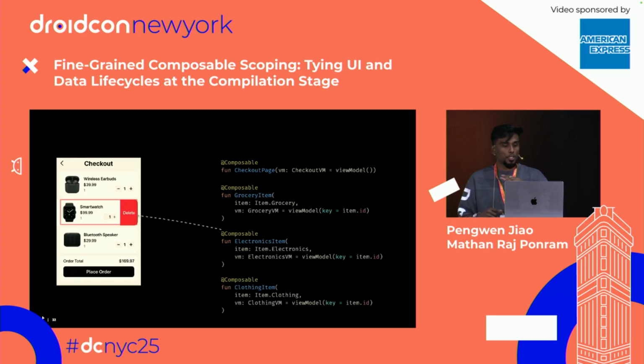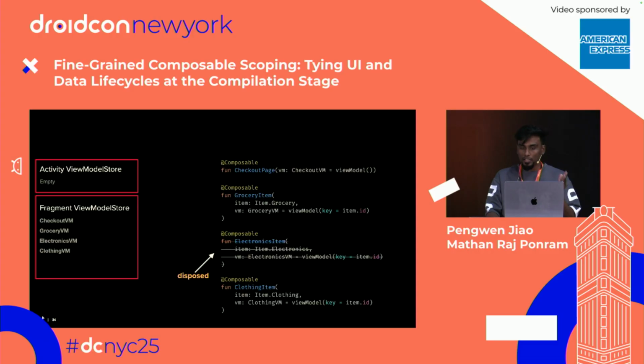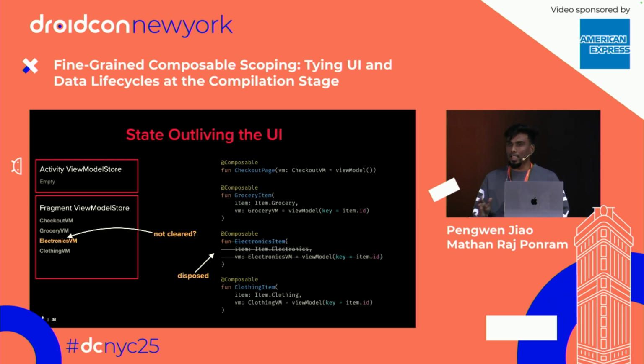But let's say the user swipes off one of the items from the screen, the item is deleted, and the composable for that item is disposed, right? But the view model is not cleared. Why? Because the view model is stored inside the fragment's view model store, which again is tied to the fragment scope. That means only when the fragment is destroyed will the view model store get cleared, and in turn the view models will also get cleared. So this is a classic example of state outliving the UI, right? Probably sounds like a memory leak, right?